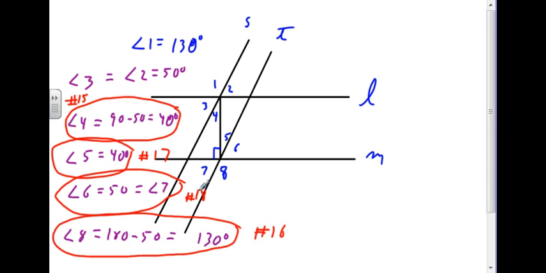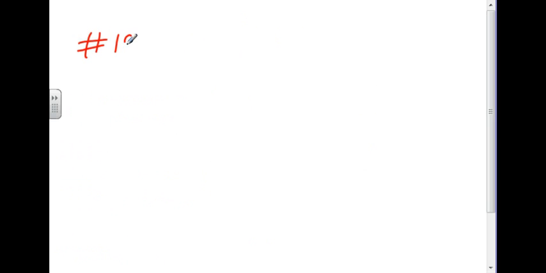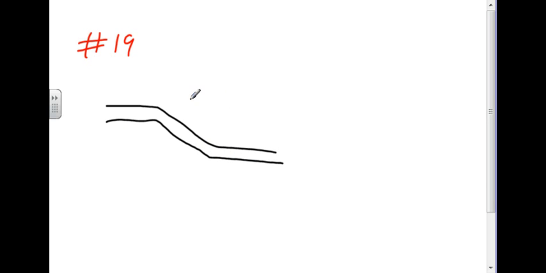A plumber needs to connect 2 parallel pipes as shown. Find angle 1. Number 19. What do we care about plumbing anyway? Anybody know? Okay, so this is 35 up here. And we want to find angle 1 right there.